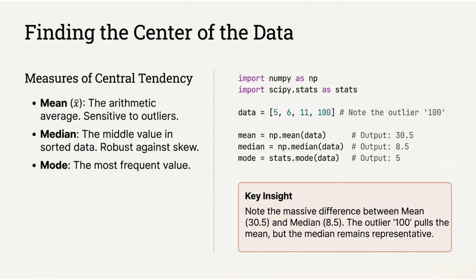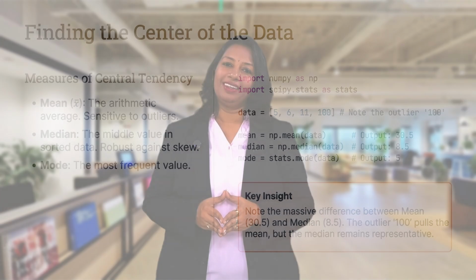In the example shown, the value 100 is an outlier. Because of this, the mean becomes very large while the median still represents the data better. This shows why median is preferred when the data is skewed. Finding the center alone is not enough. We also need to know how spread out the data is.